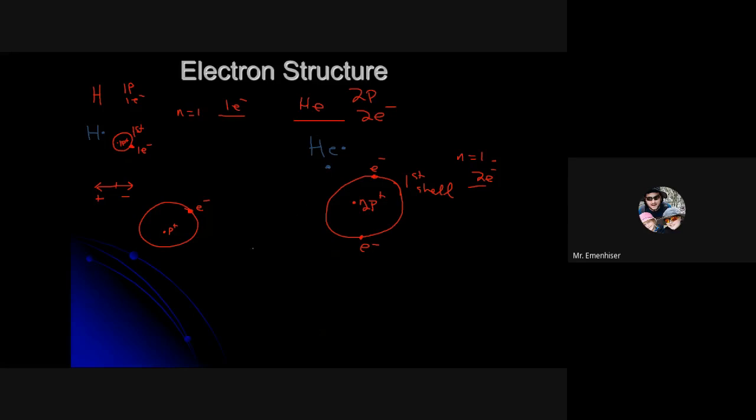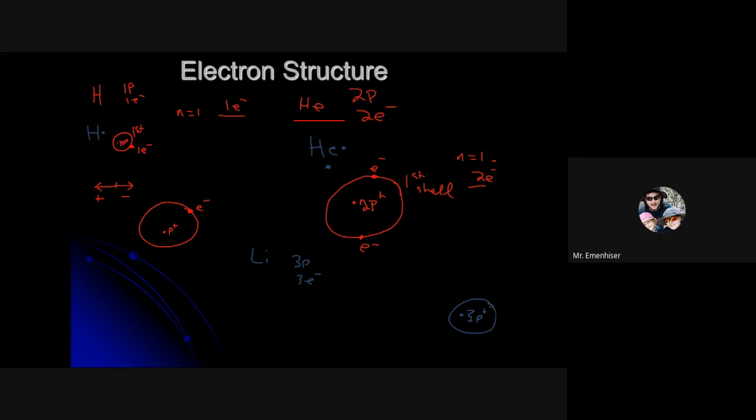All right, let's look at lithium. Lithium has 3 protons, 3 electrons. So let's look at the nucleus. The nucleus would have 3 protons. And we're not worried about neutrons here. There's neutrons in these atoms, but we're just worried about protons and electrons. So there's 3 protons in that nucleus.